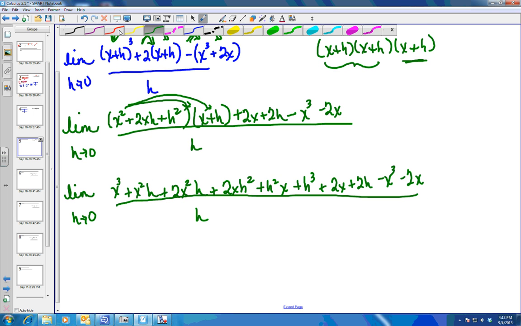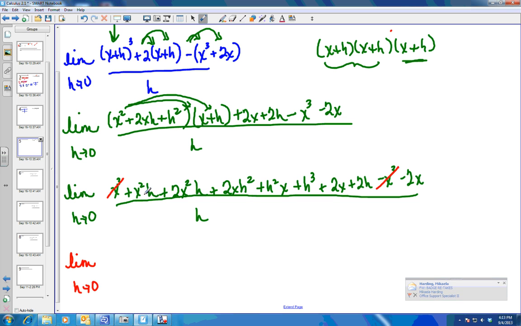All right, so let me change colors here so they don't all start running in together. So I have the limit as h approaches 0. Here's a positive x cubed, here's a negative. I have x squared h and another x squared h. These are like terms. So that's going to give me 3x squared h's. These two right here, I'm going to cross those out so I know I've used them. I have xh squared. Do I have any other xh squareds? So here's one right here. Even though they're in a different order, it doesn't matter. So I have 2 plus one of these. That's going to give me 3xh squareds.